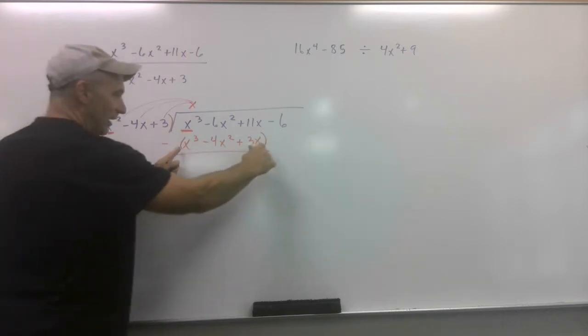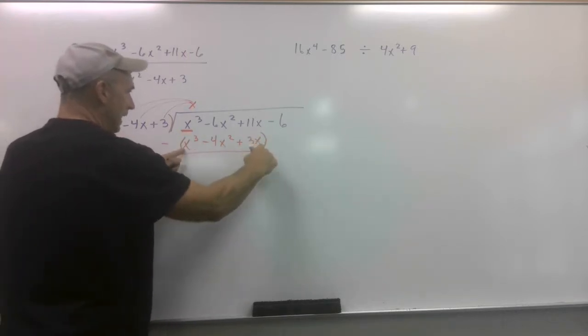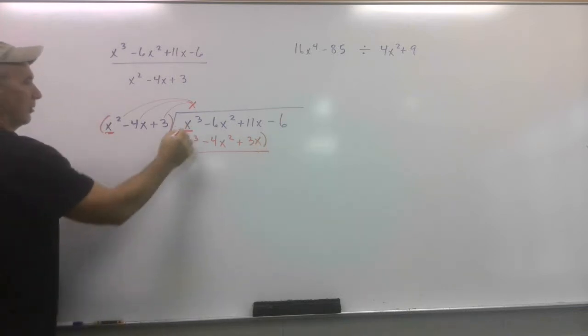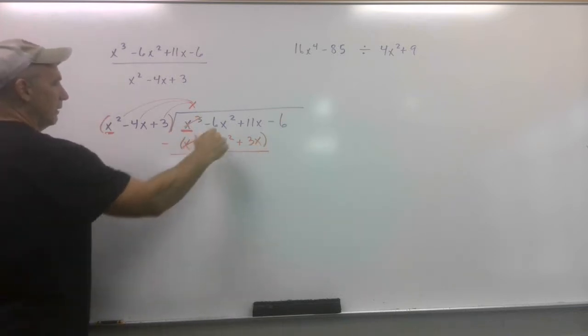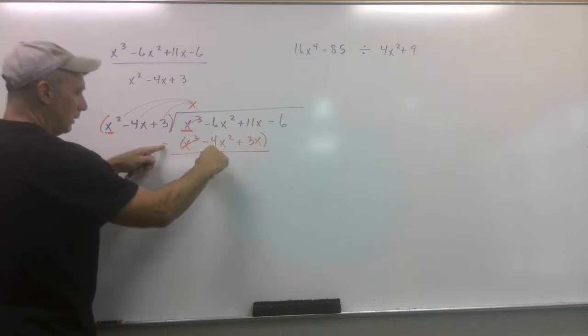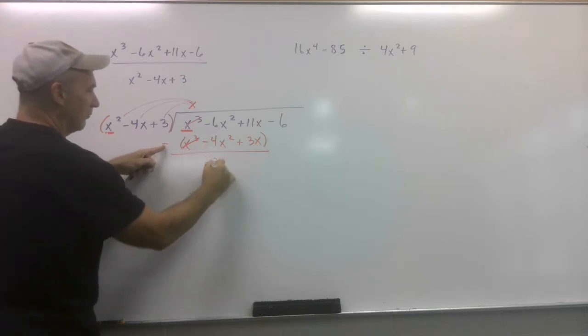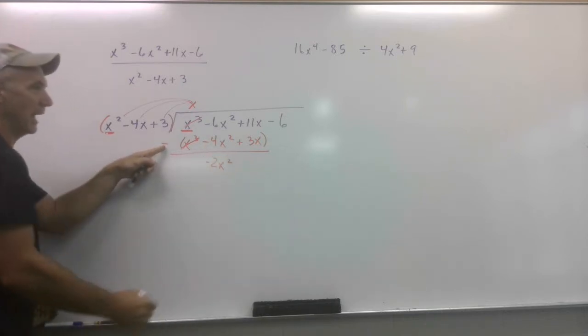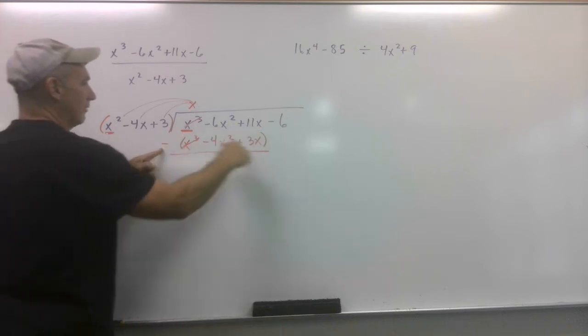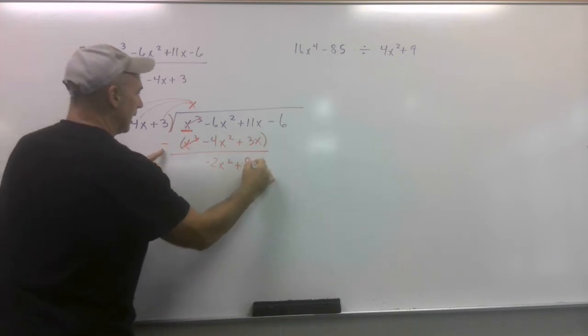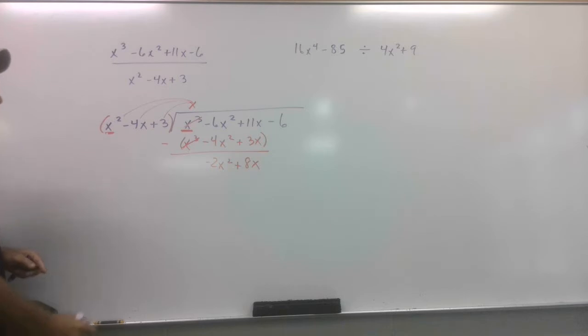So there's another set of parentheses that are highly, highly valuable. So x cubed minus x cubed, gone. Negative 6x squared plus 4x squared is negative 2x squared. You got to be careful with that. What's 11x minus 3x? That'd be 8x. Guess what? You have to start it all over again.